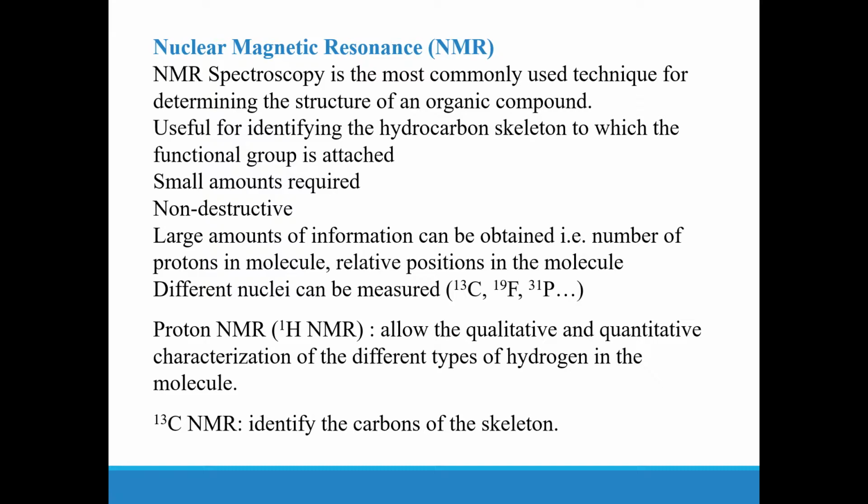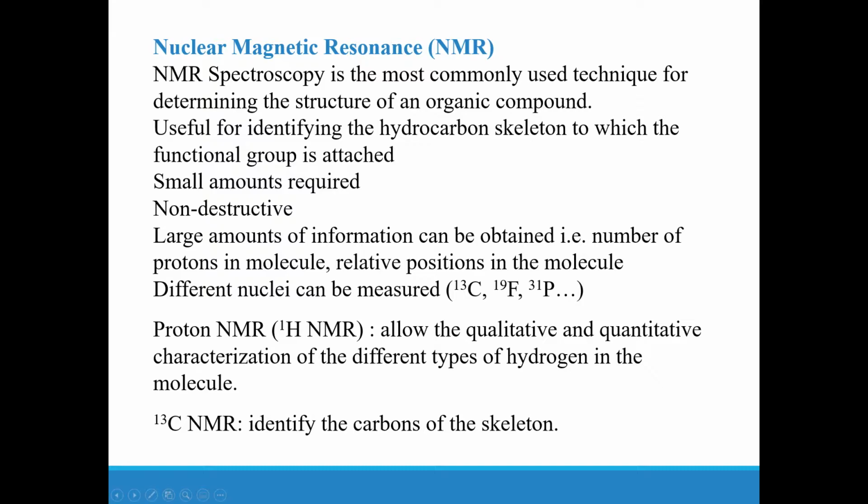NMR spectroscopy is the most commonly used technique for determining the structure of an organic compound because it's useful in identifying the hydrocarbon skeleton to which different functional groups are attached. Remember that in previous examples, we would look at an NMR and figure out which pieces of the molecule belong where, and then from there we can stitch the molecule back together. So NMR is a very useful tool in figuring out the different pieces and then finally making the entire molecule from the NMR spectrum.